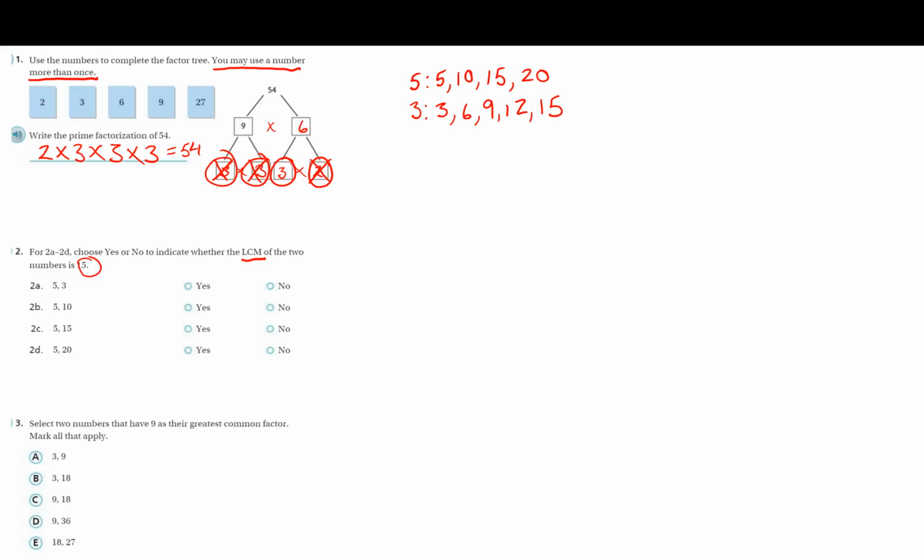And then I look, what numbers do they have in common? So I see they have 15 in common. And if I kept going, I would find that they also have 30 in common and 45 in common. But this question wants to know, is 15 the least number they have in common, meaning the smallest number they have in common? And yeah, 15 is the smallest number they have in common. So this would be a yes.